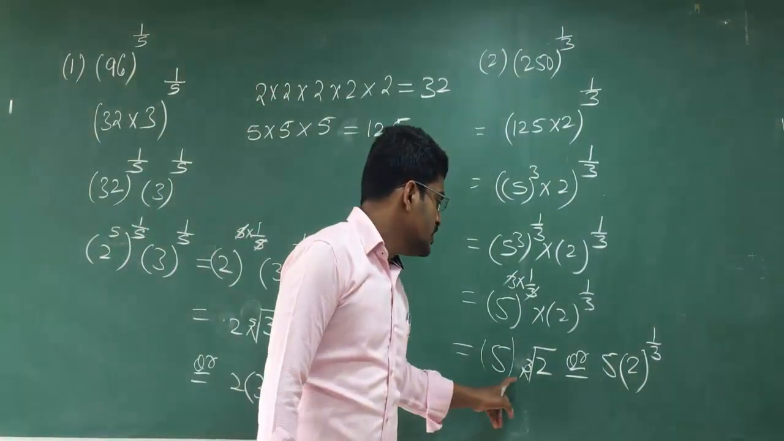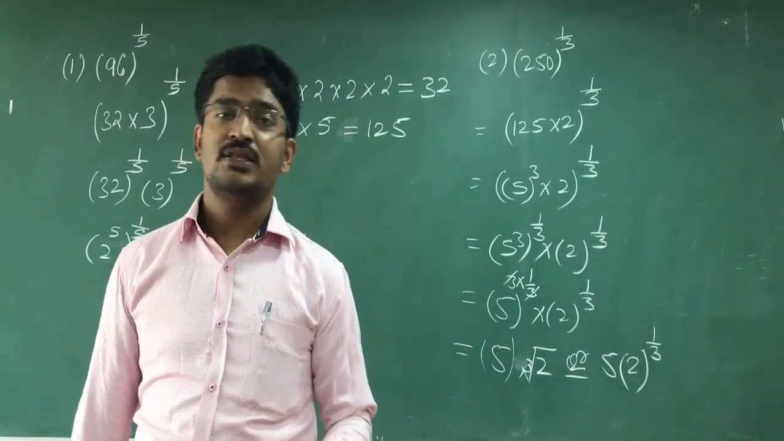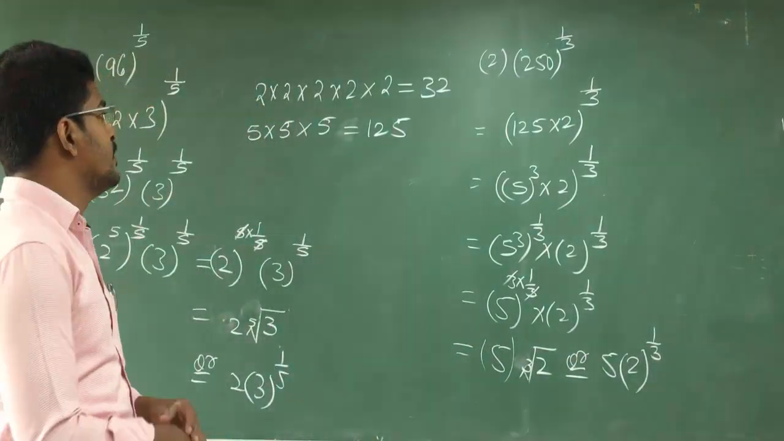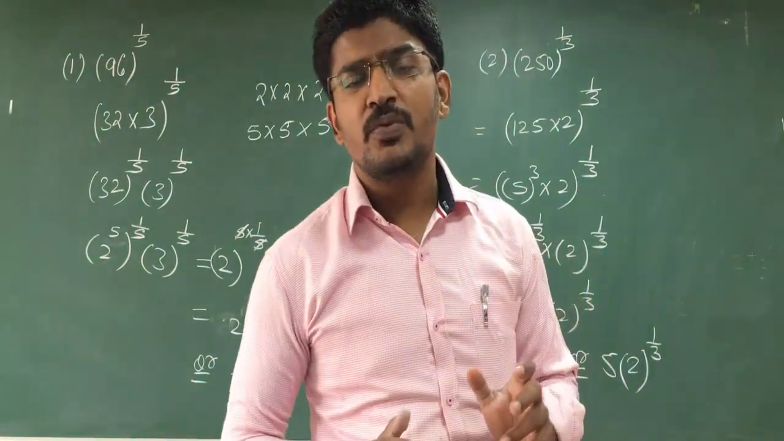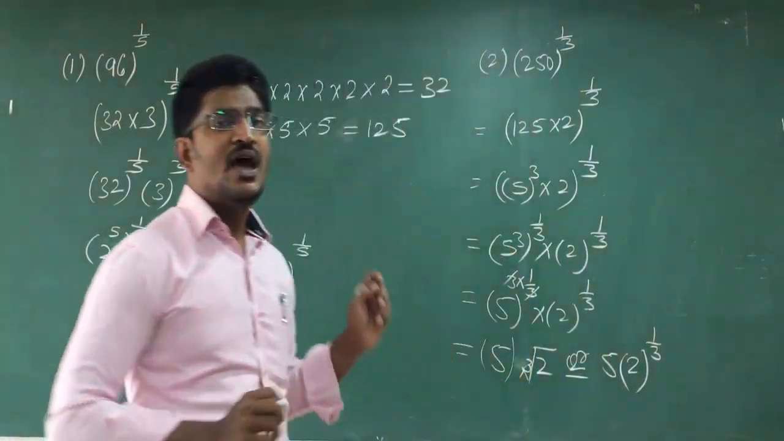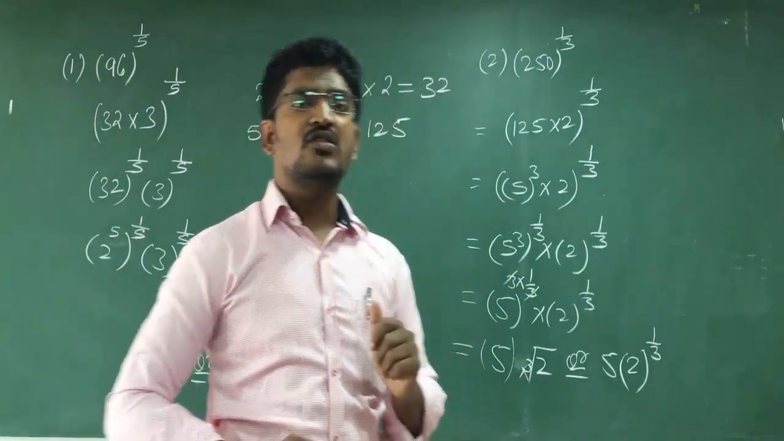Here 5 multiplied with cubed root of 2, 5 multiplied with 2 to the power of 1 by 3. All the terms are same. So here you have to go through these two problems very carefully, and you must understand some 2 points. What are those 2 points?